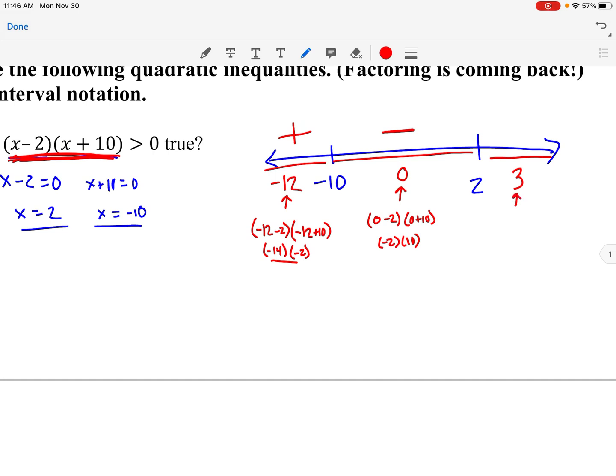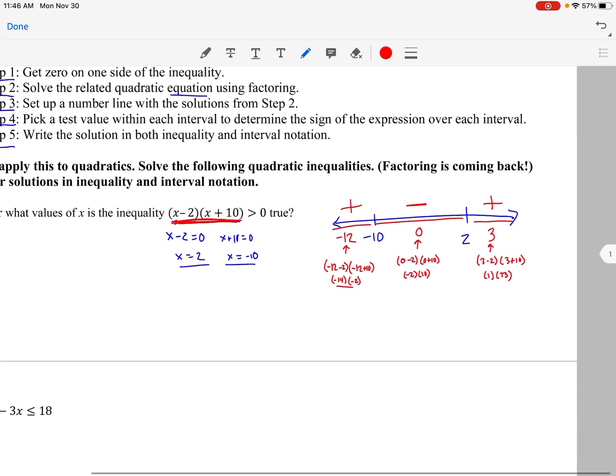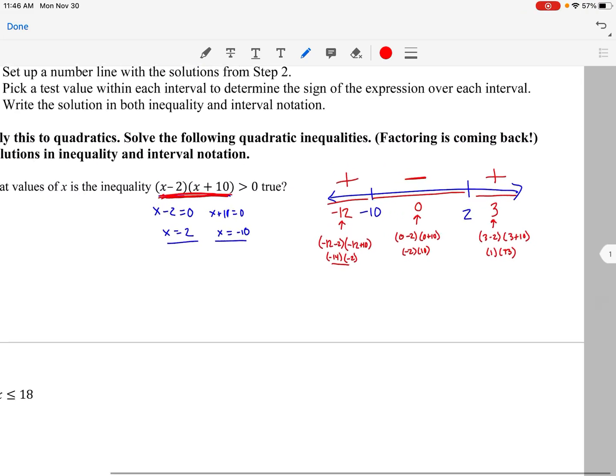So let's try this one. 3 minus 2, and then times 3 plus 10, so that will give me 1 times 13, and that will be a positive number. So now that we know where it's positive and where it's negative, we go back to looking at, what's our next step?